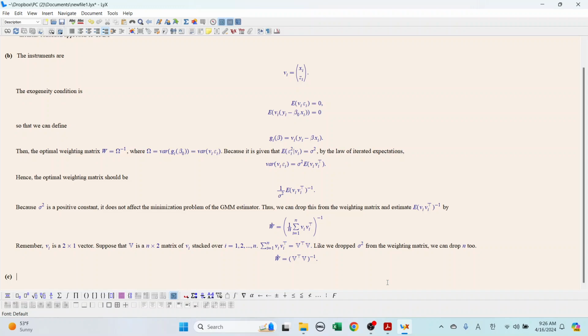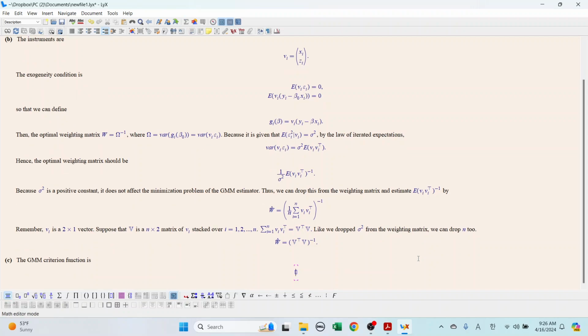And in part C, let's go to part C. Let me finish the GMM estimation first. The GMM criterion function will be like this, right? I'm going to call this Q.